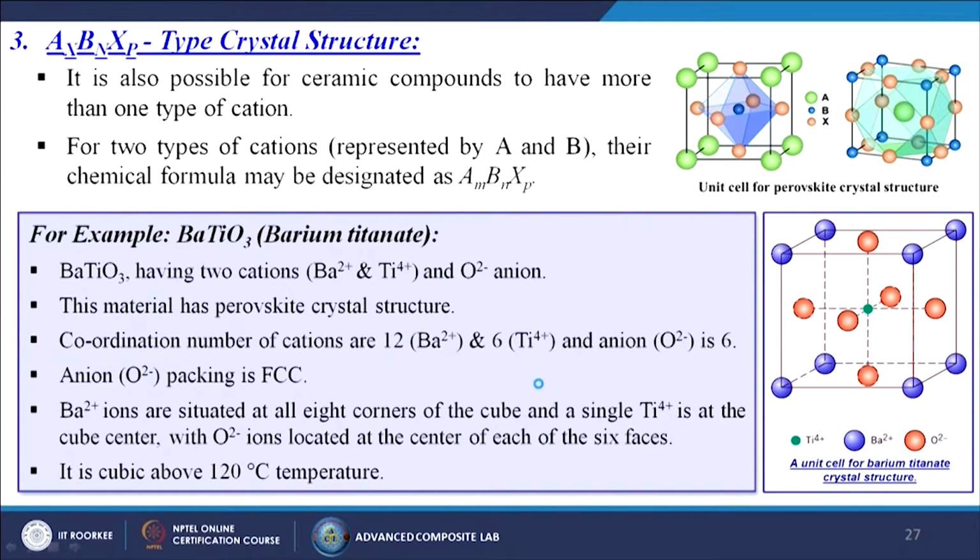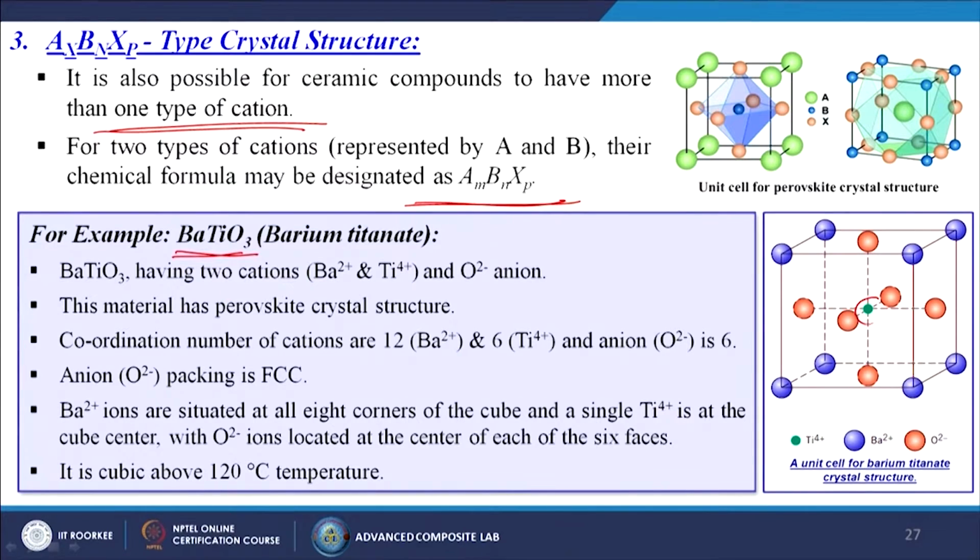Now, we are going to discuss the AmBnXp type crystal structure. So, it is also possible for ceramic compounds to have more than one type of cation. So, here generally 2 types of cations are present. For 2 types of cations represented by A and B, their chemical formula may be designated as AmBnXp. So, for example, BaTiO3, barium titanate. So, in this particular case, BaTiO3 has 2 cations, Ba and Ti.